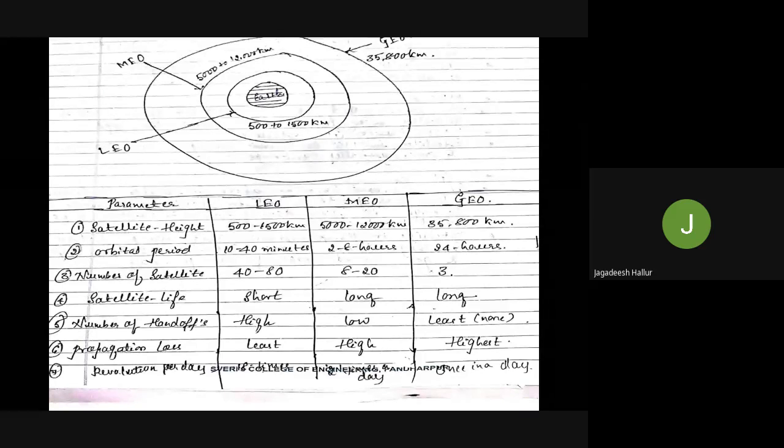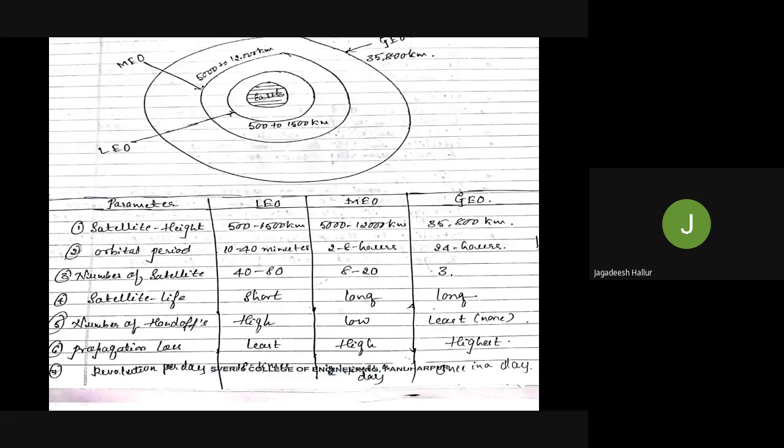What is the life of a satellite? Satellite life in low Earth orbit is short. The age of the satellite is less. In medium Earth orbit, it is a little bit high, that is long. Geostationary orbit, that is very long, very high. That is, satellite life is short, high, very high.